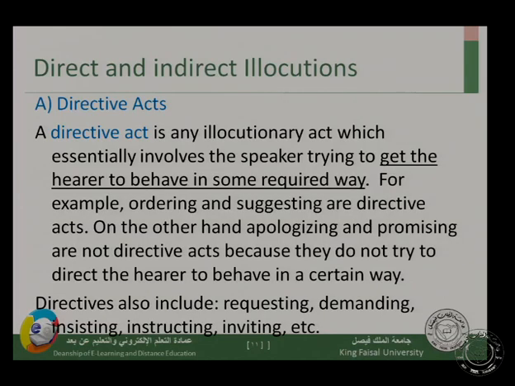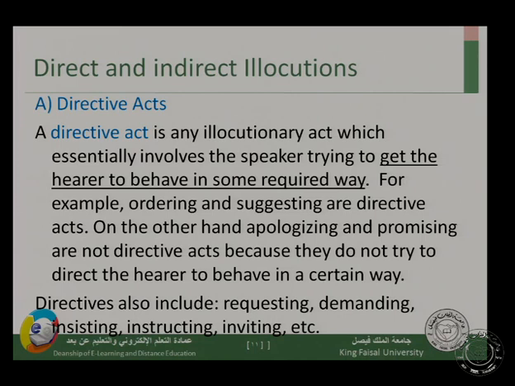A directive act is any elocutionary act which involves the speaker trying to get the hearer to behave in some required way. So from their name, directive, you are directing the hearer to do something, okay? You are requiring him to behave in some way. For example, ordering someone to do something and suggesting are called directive acts. On the other hand, apologizing and promising are not directive acts. When you apologize to someone, you do not want him to behave in a certain way. When you promise someone something, you are not telling him to do something in a certain way. So these are not directives.